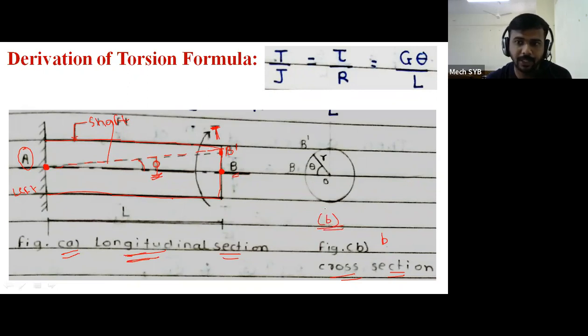But in the other figure, figure B, similarly the point B is also present on the horizontal axis, and due to the same twisting moment, the point B is shifted to B dash. You can see here, this is the point B, and here also B dash is represented. And this angle in the cross section is represented by theta. In figure B, the cross section of the shaft, the angle visible in the figure is represented by theta, and this theta is called the angle of twist.